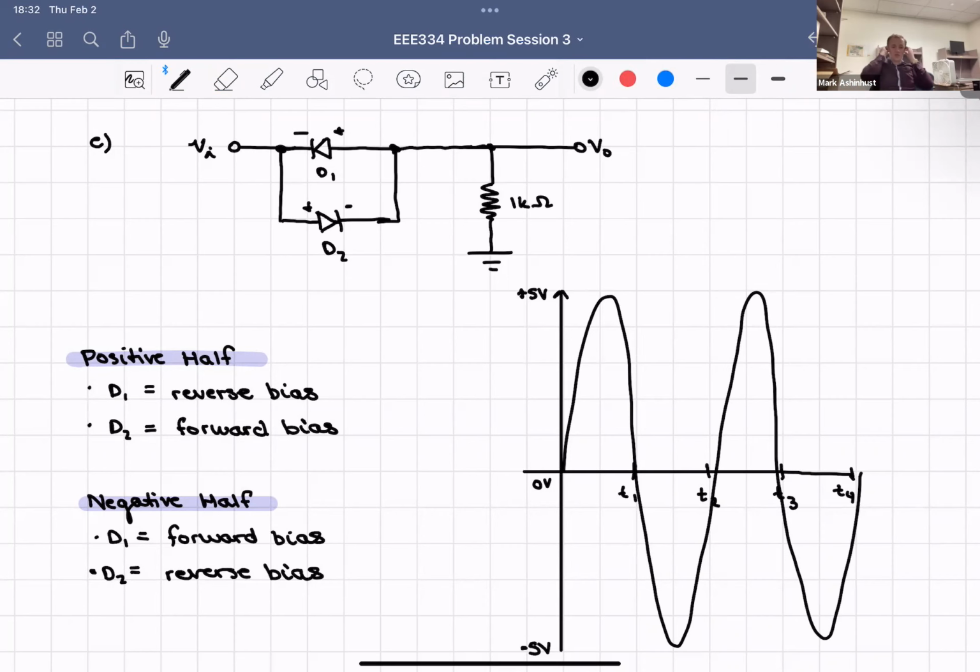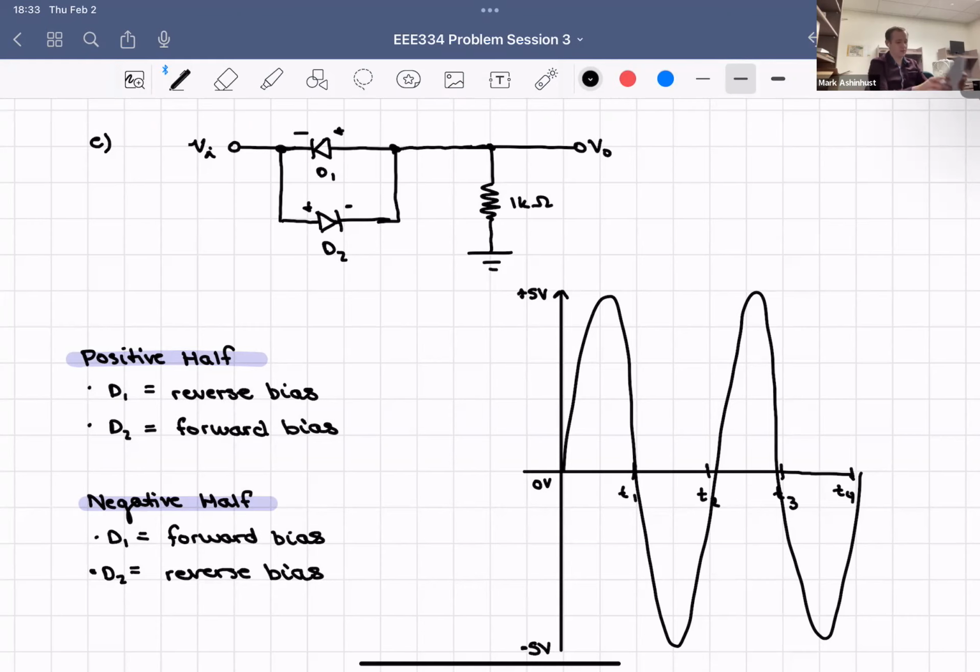It's going to conduct for all of it. So while looking at this, it changes nothing. We basically don't even need a diode there. Just put V in, connected to V out, that resistor. Awesome. Boom. So that was E.